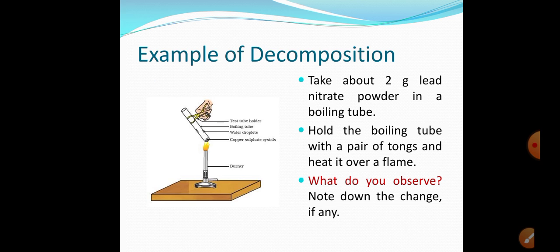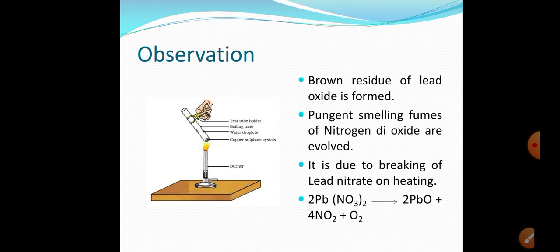Take about 2 grams of lead nitrate powder in a boiling tube. Hold the boiling tube with a pair of tongs and heat it over a flame. What do you observe? Also note down the change in color, if any. So what are the observations? In the given activity, we have to take lead nitrate as a component.